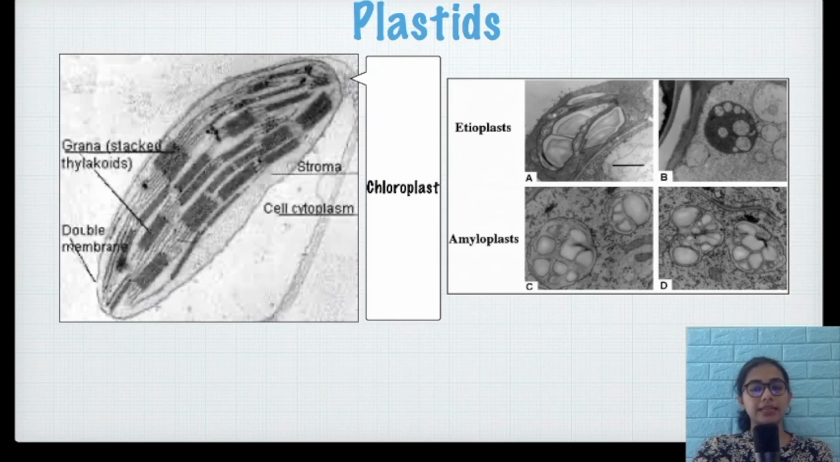Now, over here, you can see the electron microscope images of all the types of plastids that we discussed. So the first one, the biggest one, is the chloroplast. You can see all the structures that we discussed, right? The grana, that has tagged thylakoids, the double membrane, the stroma, and all of it lies inside the cell cytoplasm. Then etioplast, you can see on top in the second picture, amyloplast on the bottom, right? So on the top, you can see the plastids are housing lipid, and in the bottom, you can see they're housing starch.